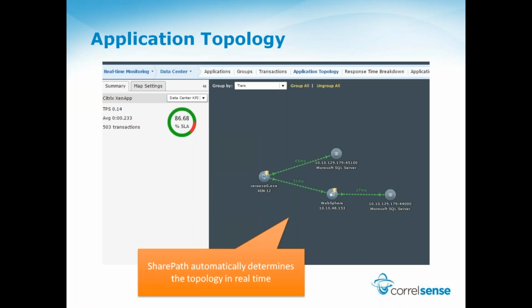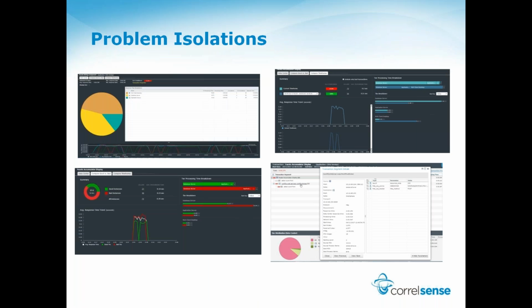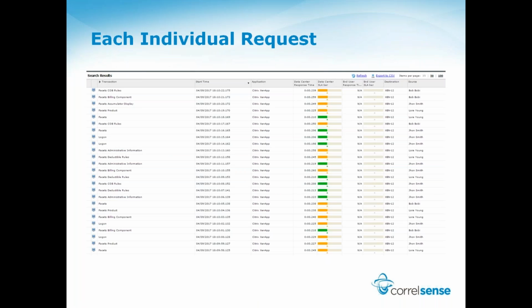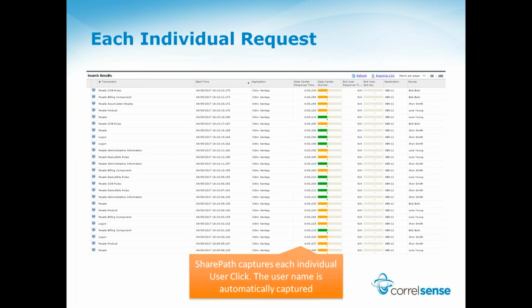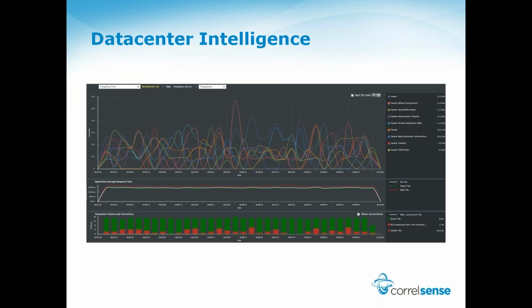So now I went through some of the pages of our SharePath data center view. Of course, we can divide all the traffic based on location, and then you can get statistics based on locations.